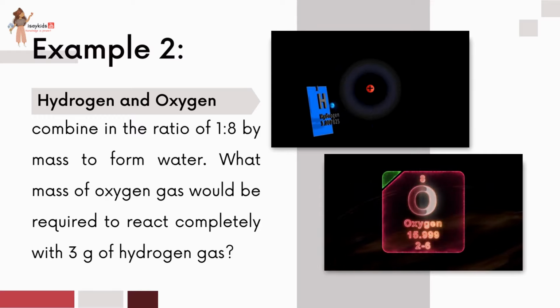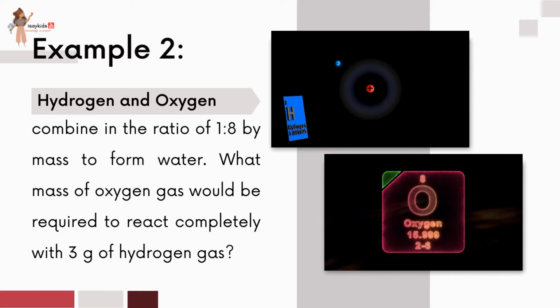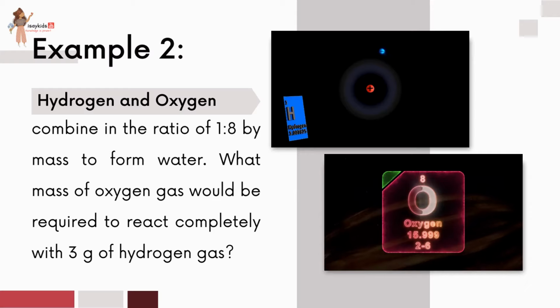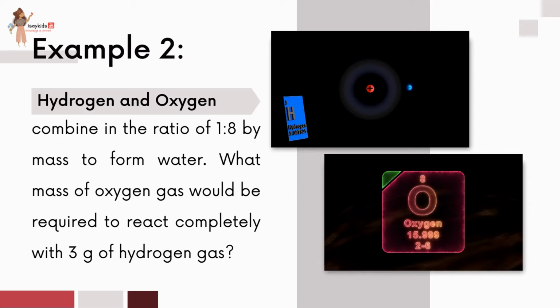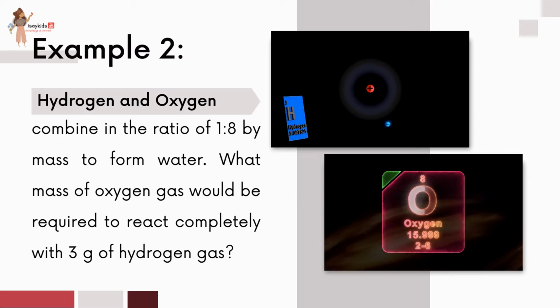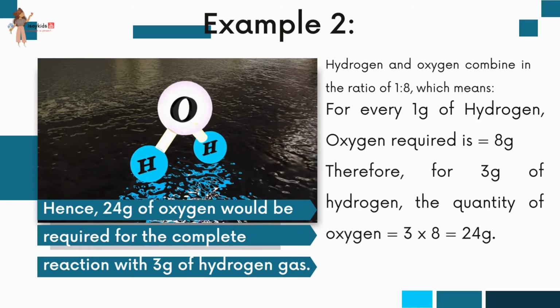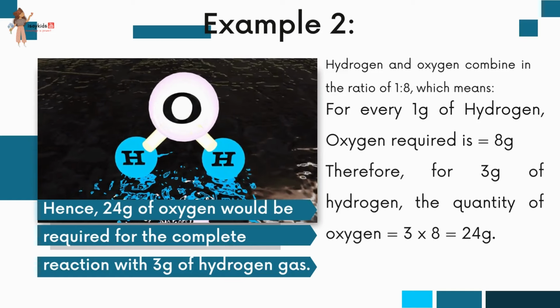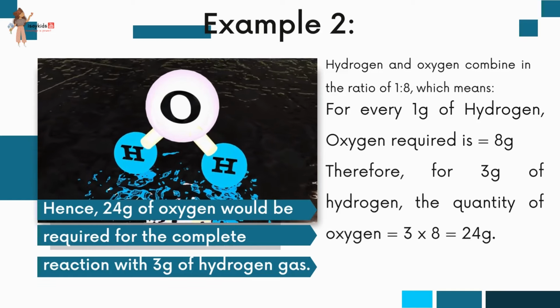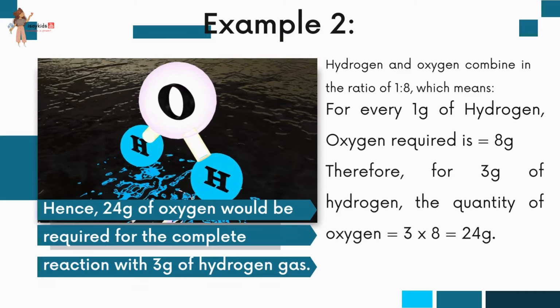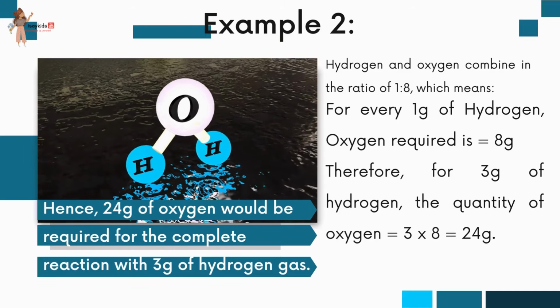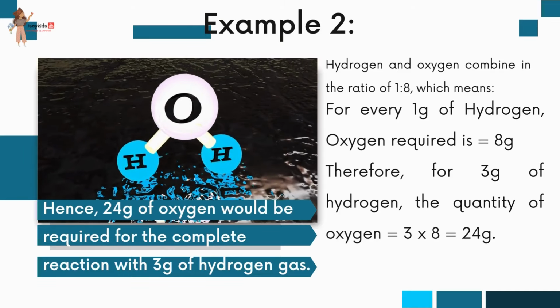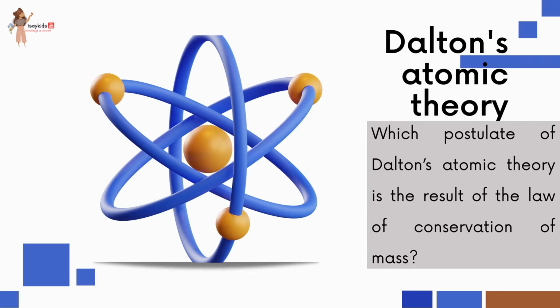Hydrogen and oxygen combine in the ratio of 1 is to 8 by mass to form water. So, what mass of oxygen gas would be required to react completely with 3 gram of hydrogen gas? We know that for every 1 gram of hydrogen, 8 gram of oxygen is required. Therefore, for 3 gram of hydrogen, the quantity of oxygen required would be 3 times 8, which is 24 grams.